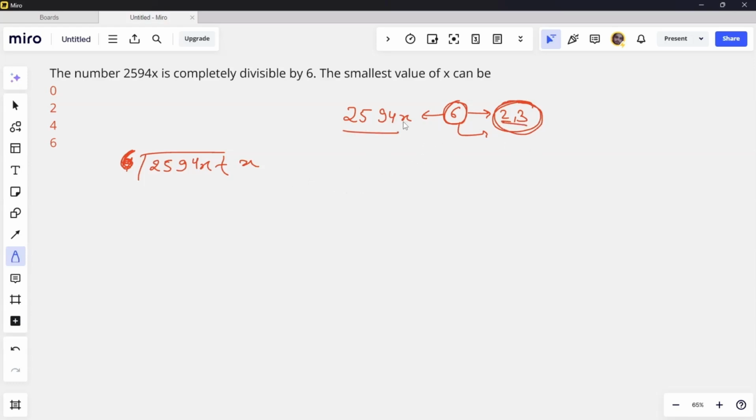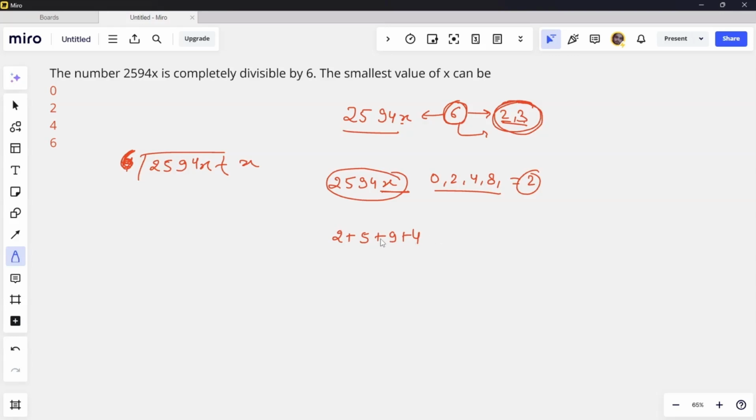What is the divisibility rule of 2? Let's suppose this is the number 2594x. If the last digit of the number, the unit digit, contains 0, 2, 4, 8, it means this number is completely divisible by 2. And what is the divisibility rule of 3? The divisibility rule of 3 is the sum of the digits of the number. If the sum is divisible by 3, it means this complete number will also be divisible by 3.